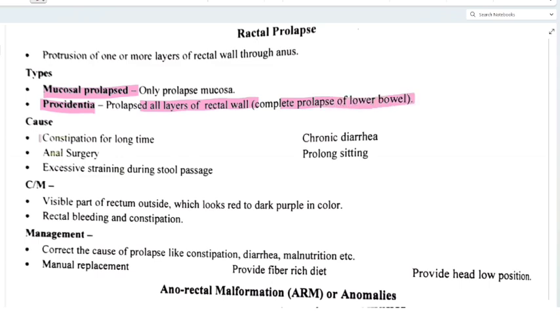Now coming to causes, what all are the causes? That is constipation for a long time, chronic diarrhea, anal surgery, prolonged sitting, and excessive straining during stool passage.